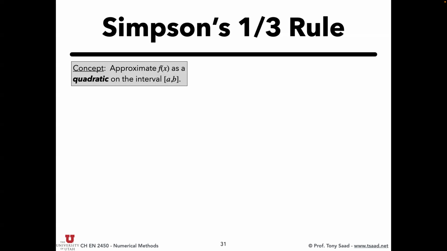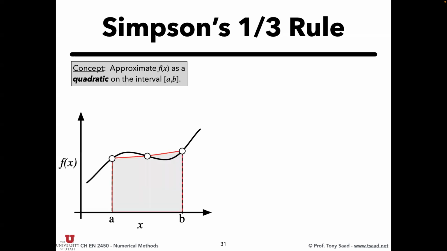Quadratic, right? So approximate the function as a quadratic on the interval AB. This is a quadratic. You see it curving up a little bit, but it is a quadratic. And then for a quadratic on the interval AB, you need 3 points, because you have A, B, and C.